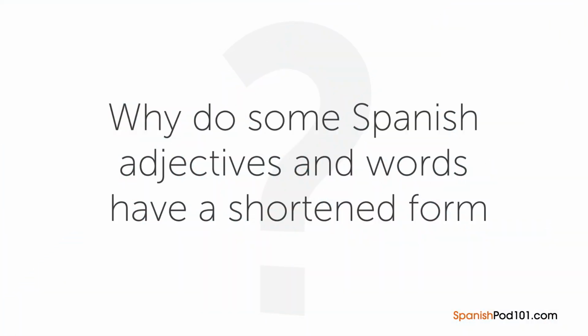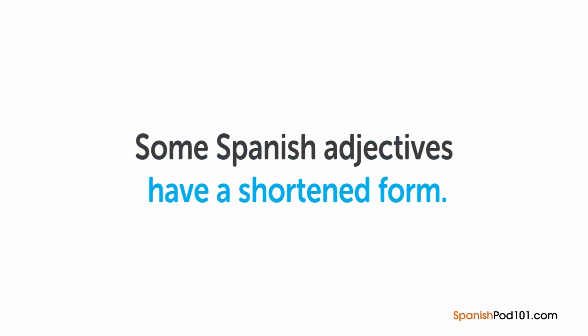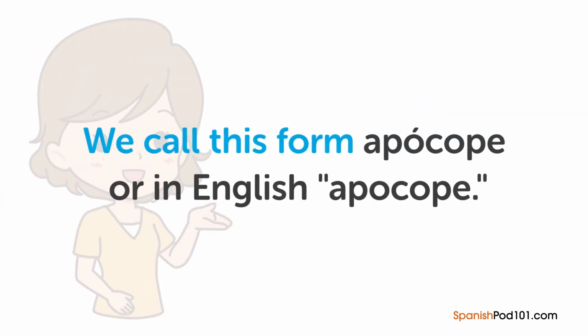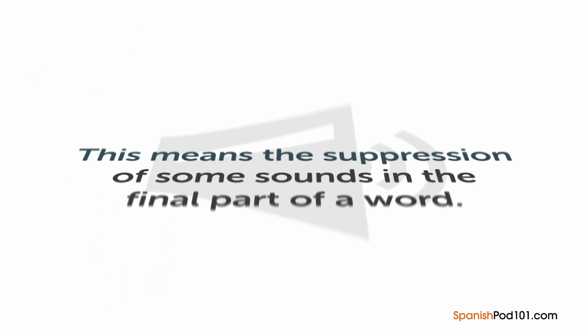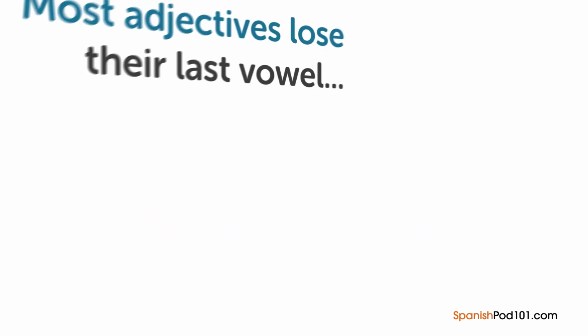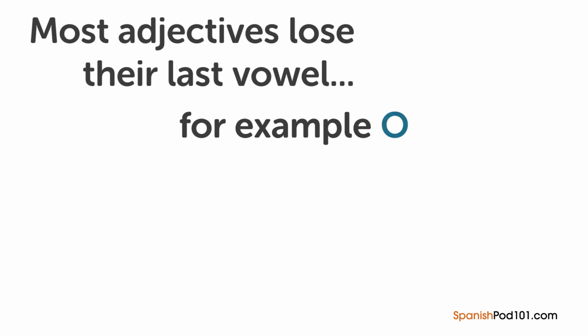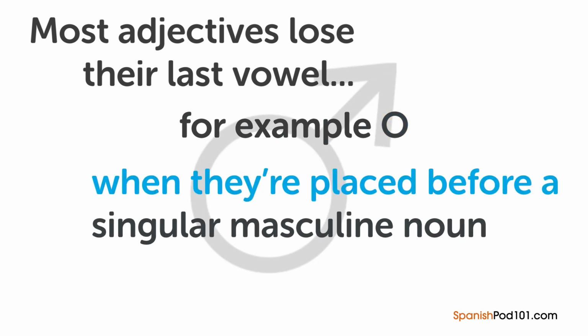The question for this lesson is: why do some Spanish adjectives and words have a shortened form? Some Spanish adjectives have a shortened form. We call this form apócope, or in English, apocope. This means the suppression of some sounds in the final part of a word. Most adjectives lose their last vowel, for example, o, when they are placed before a singular masculine noun.